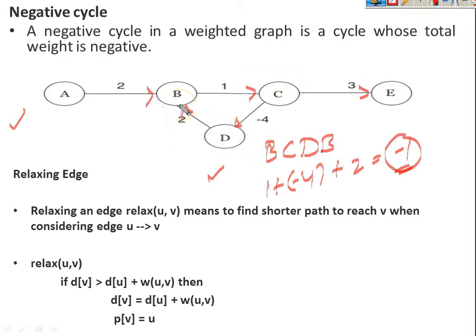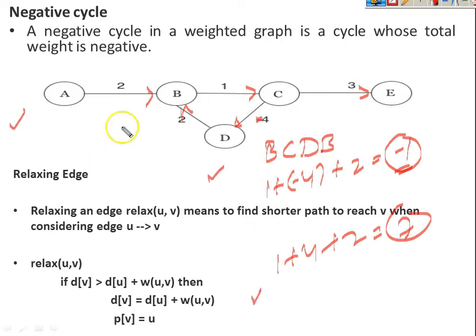A negative cycle means that we will not be able to find a shortest path from any source to that particular vertex. If the cycle is positive, then there is no problem. For example, if in place of this minus 4 it is 4, then for the cycle we get 1 plus 4 plus 2, that is equal to 7, which is a positive value, and it will create no problem. Why?